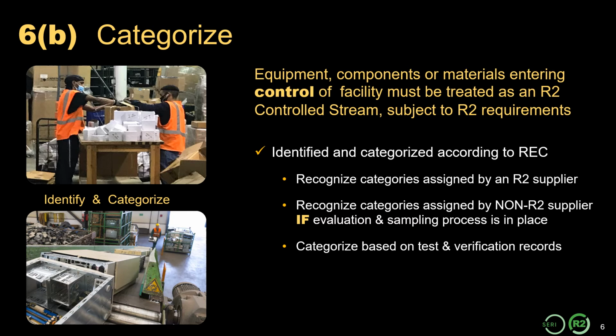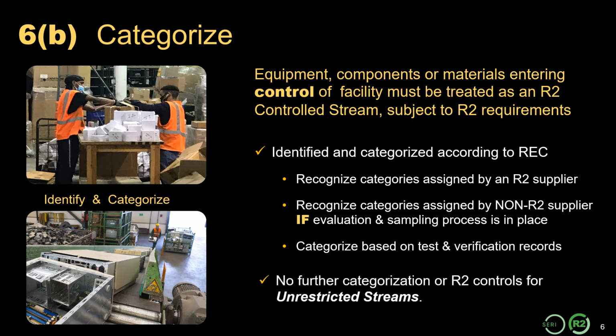Streams that no longer meet the definition of an R2-controlled stream require no further categorization or R2 processing and controls. These streams are referred to as unrestricted streams in the REC and the R2 standard.